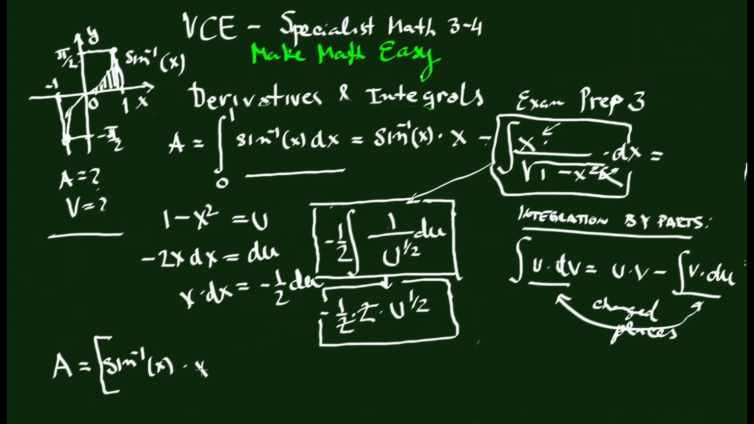So times x minus, this sign becomes plus, u becomes 1 minus x squared, 1 minus x squared to the power of the square root of 1/2. That's all between 0 and 1.